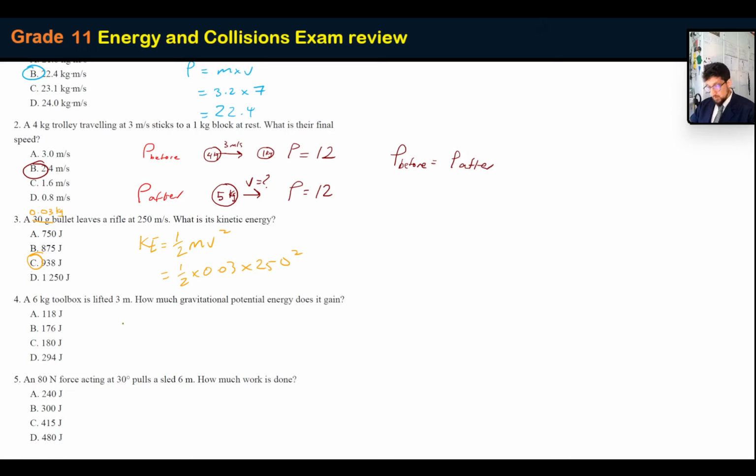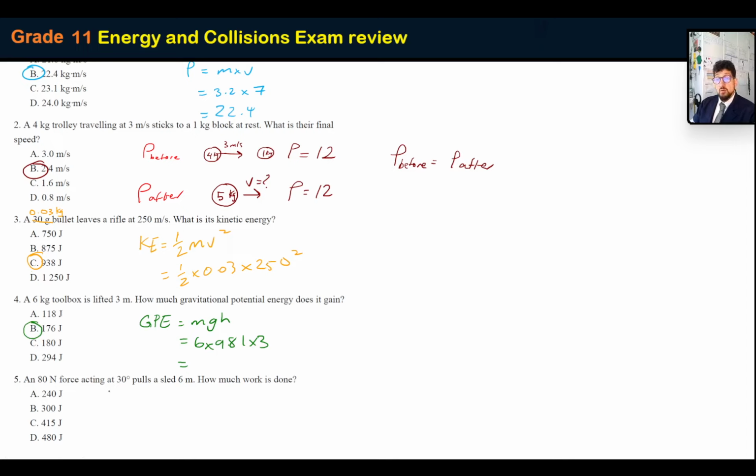A 6 kilogram toolbox is lifted 3 meters. How much gravitational potential energy does it gain? Okay, so GPE is equivalent to mgh, which is equivalent to 6 times 9.81 times 3. So 176.6. Again, that is the closest.